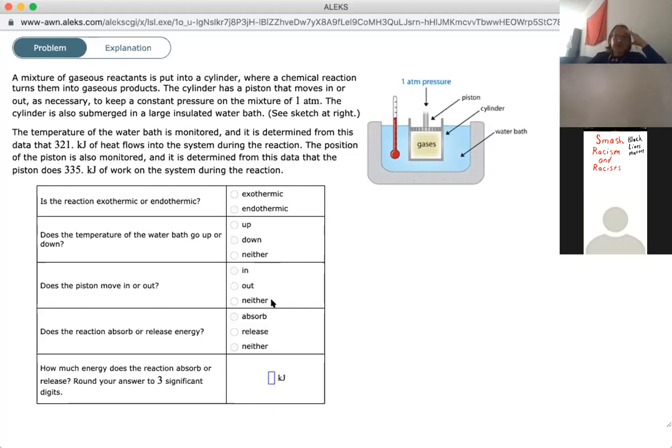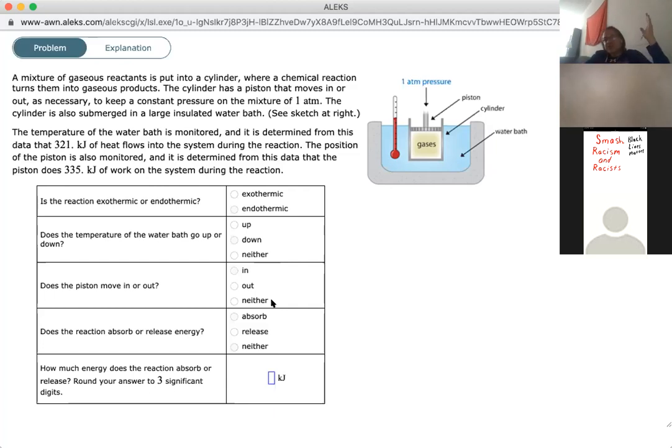Okay, so we just have to figure out what those two numbers are. Now we said that the system is gaining 321 in the form of heat, so that's positive 321. Now we're saying that the piston does positive 335 kilojoules of work on the system. So both of them are positive, right? If you're adding two positive numbers, that's positive, right? So positive 321, positive 335, you add them together, you're going to get a positive change. So it absorbs energy. In this case, it absorbed energy from the water, right? The water released heat to the gases, so it has more energy that way. And then the piston put energy into the gases as well, so they're both positive.